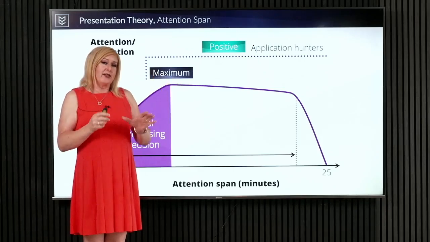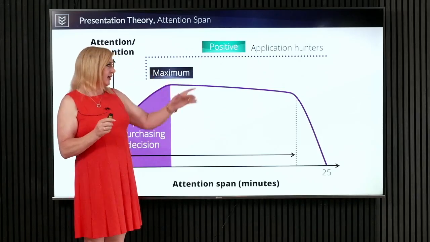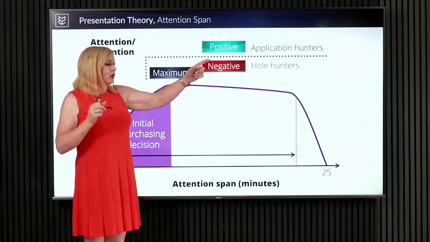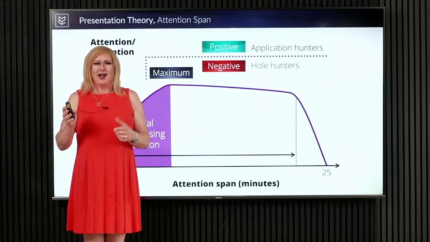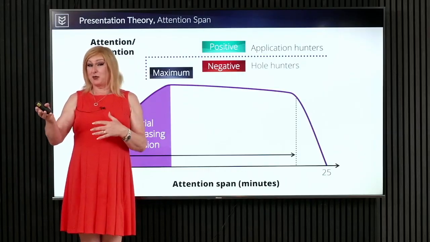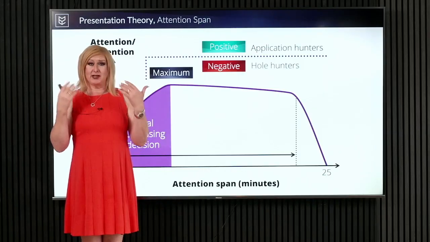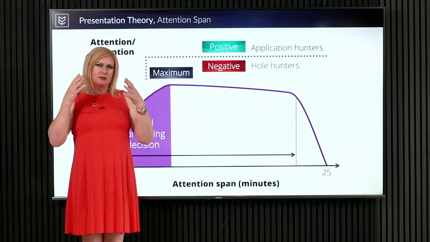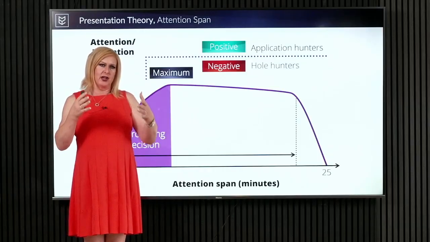If you lose them, they go into what we call hole hunting. Hole hunters are the ones that are looking for the flaws in the argument. Oh, yes, but she hasn't said this. And what would Kotler say about that? And does this back up with the research? Oh, and she's a salesperson. Her lips are moving. She's obviously lying, right? They're looking for the flaws in the argument.